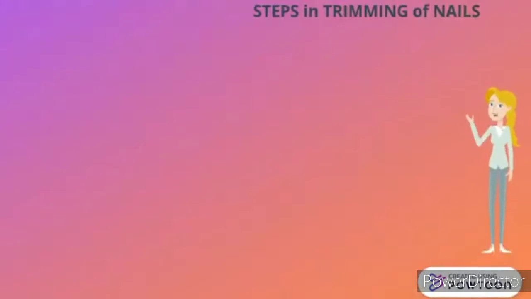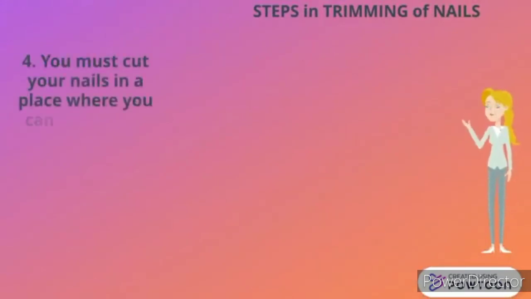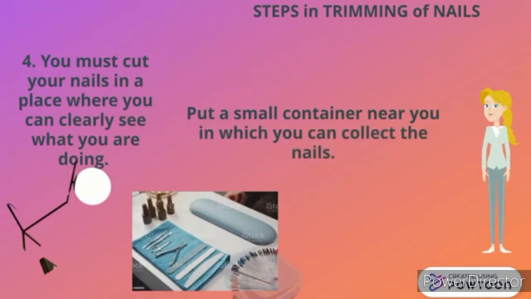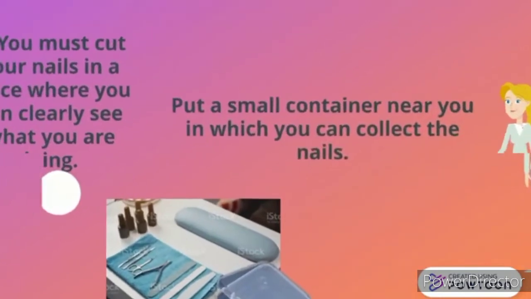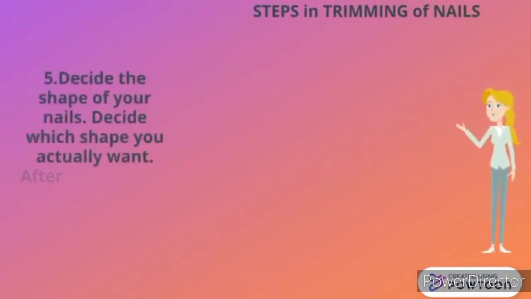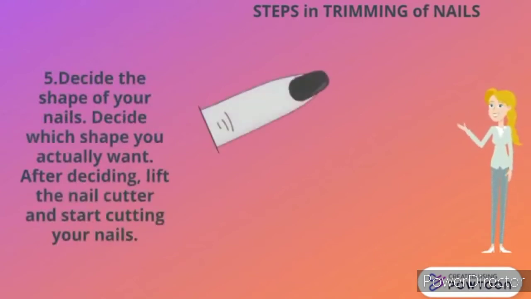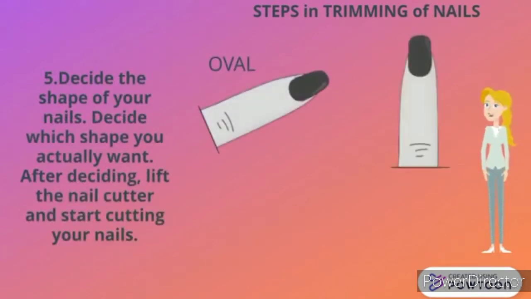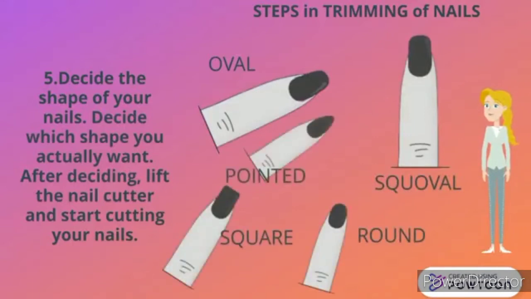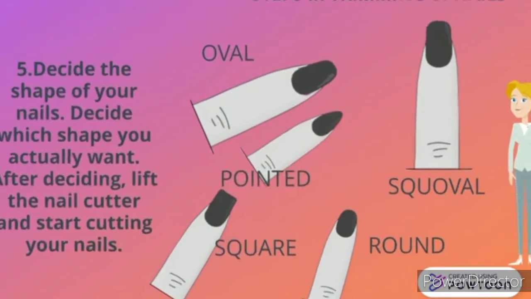Fourth, you must cut your nails in a place where you can clearly see what you are doing. Then, put a small container near you in which you can collect the nails. Fifth, decide the shape of your nails. Decide which shape you actually want. If it is oval, square, rounded, and almond or stiletto or pointed nails. And after deciding, lift the nail cutter and start cutting your nails.